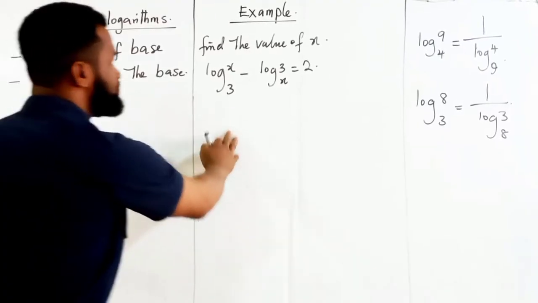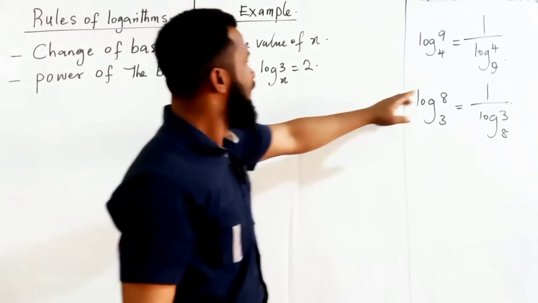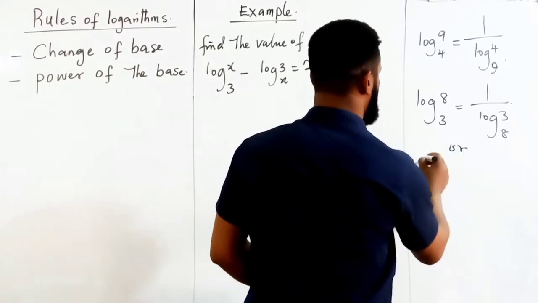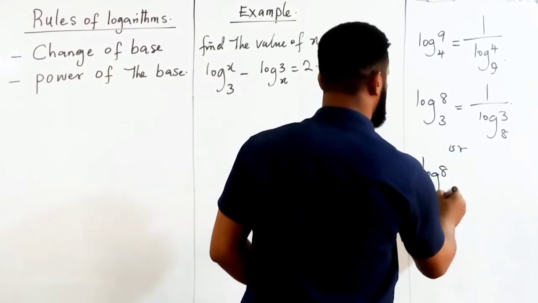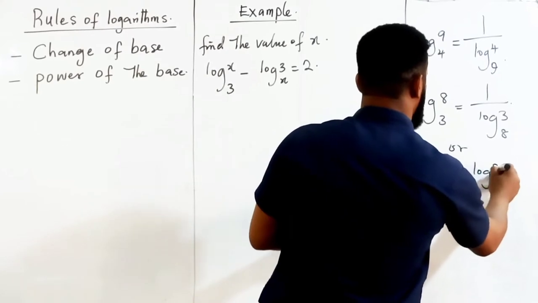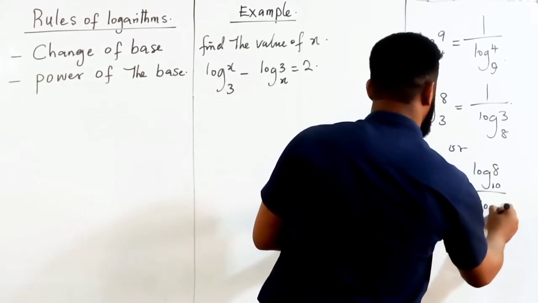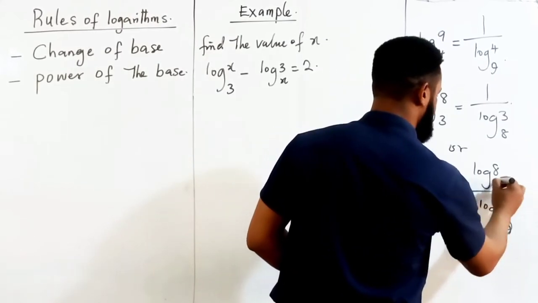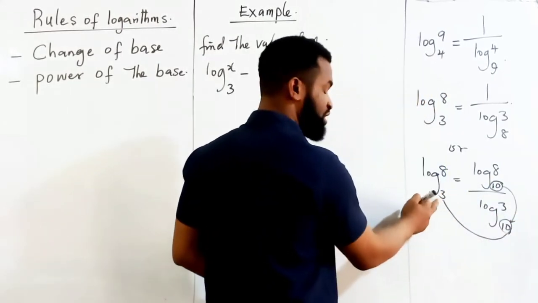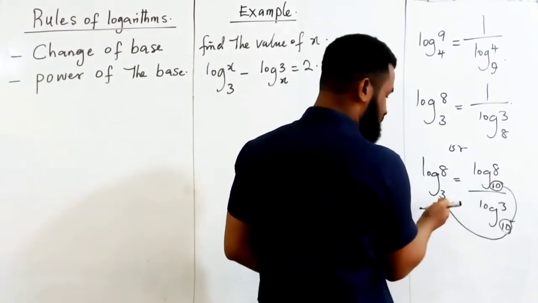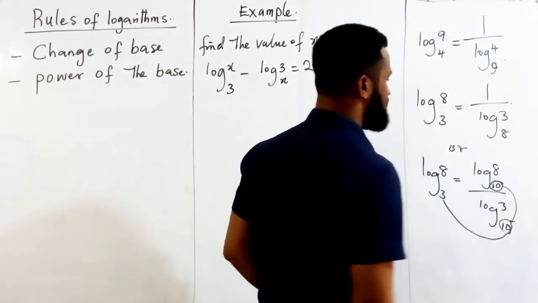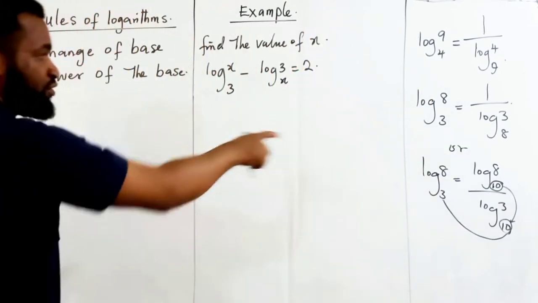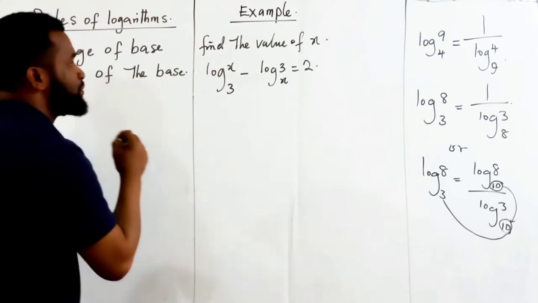Okay, looking at this problem, I can apply any of these principles. Also remember, I can write log 8 base 3 as log 8 base 10 all over log 3 base 10. Changing from this to this and this, that means base 3 has changed to base 10 in this expression. So this is a way of changing base, like I've explained before. We are going to apply those principles in this example.